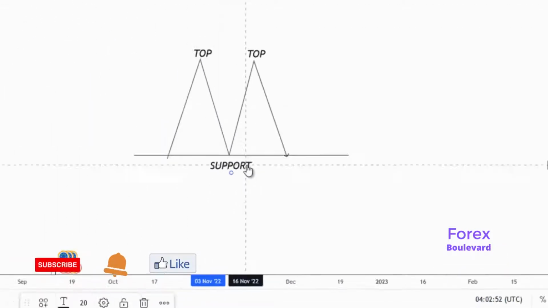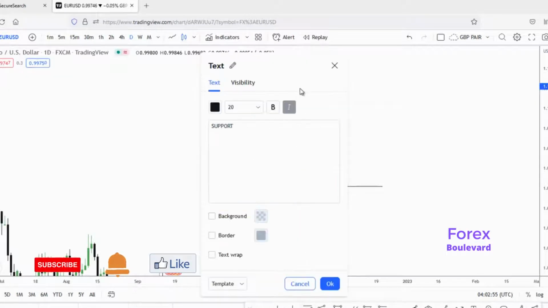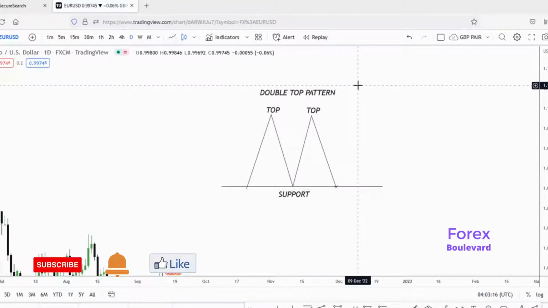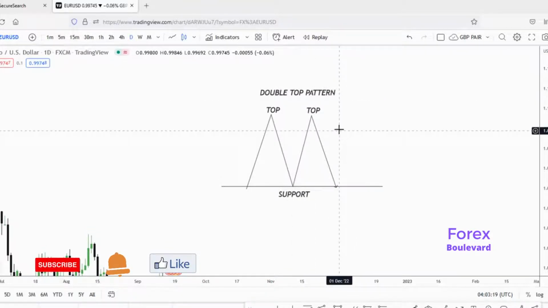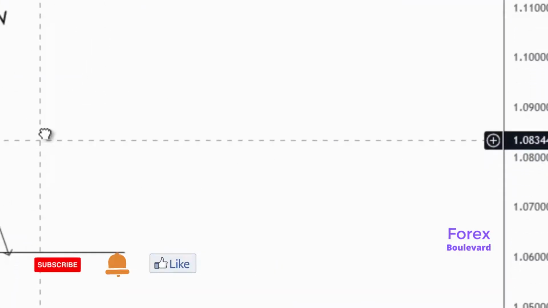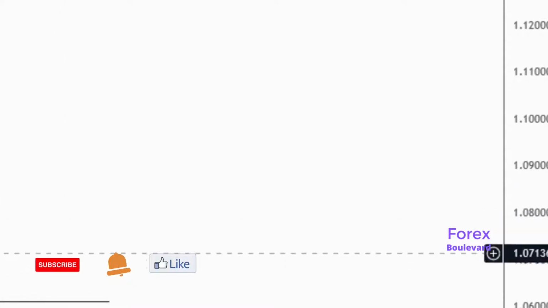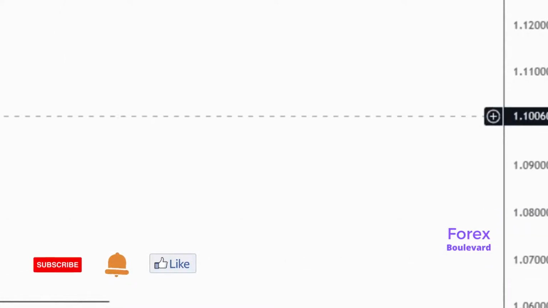Okay, call it double top pattern. Okay, so this is the basic idea behind it. It's not as basic as you think, but it's very, very powerful. These are powerful chart patterns, guys. So this is the idea behind the double top pattern.